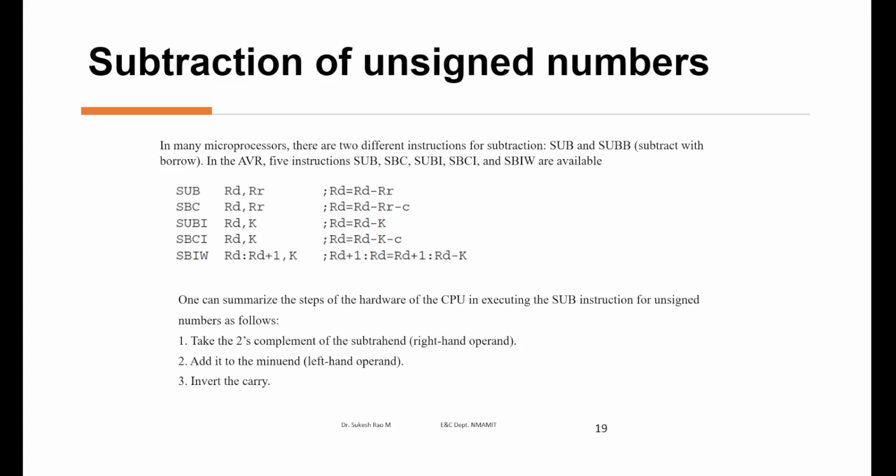The subtraction we are discussing is about unsigned numbers, not signed numbers. There are two subtraction instructions here, SUB and SUBB, like you have add with carry and simply add. In AVR, there are 5 subcategories. This is the basic format of the sub instruction: SUB Rd comma Rr, where Rd equals Rd minus Rr.